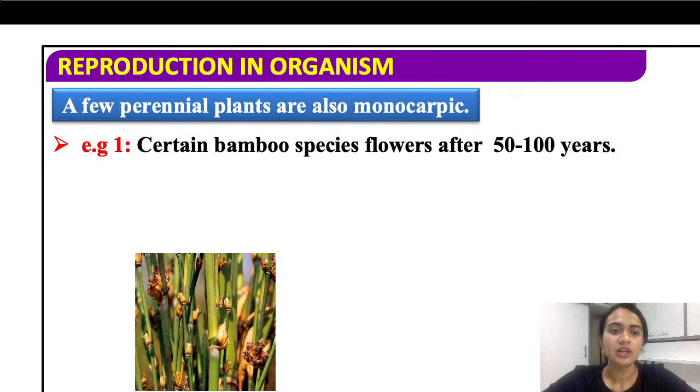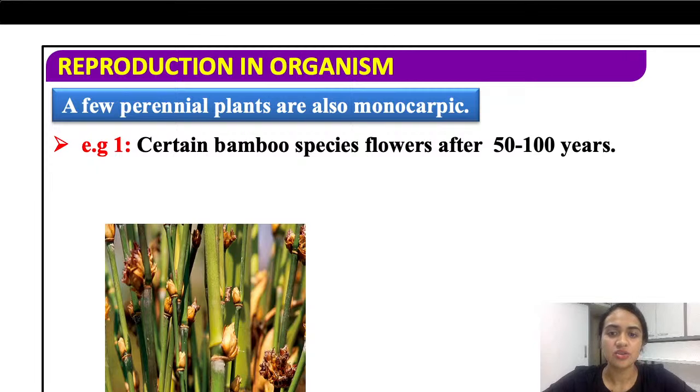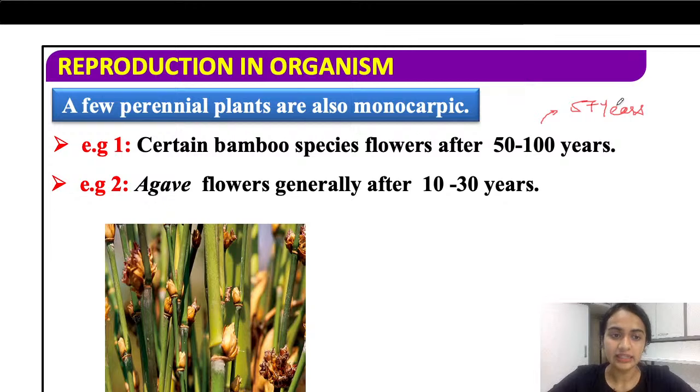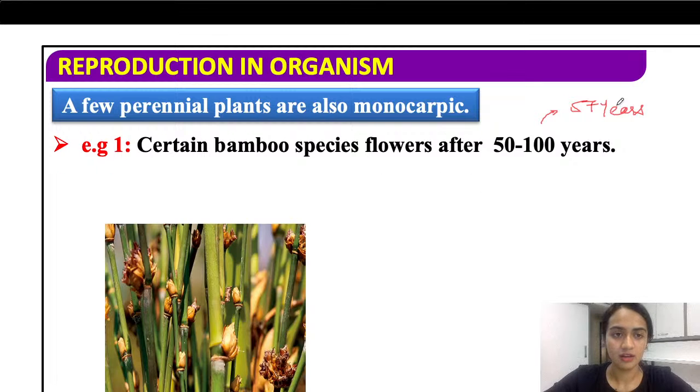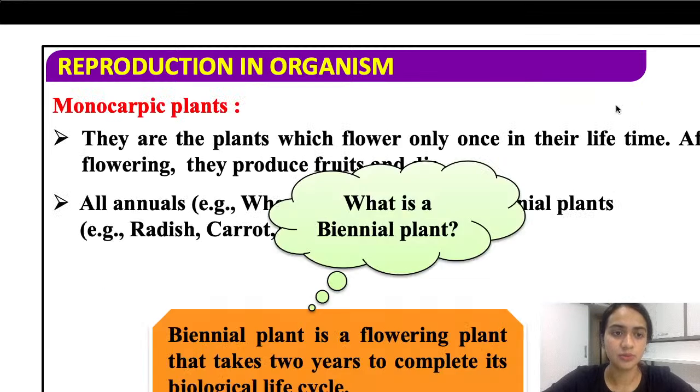Perennial plants. Now, these perennial plants are also monocarpic. Certain bamboo species flower after 50 to 100 years. So 50 to 100 years, and if I tell you the exact age, it takes 57 years to flower. And agave takes 10 to 30 years at least to flower.